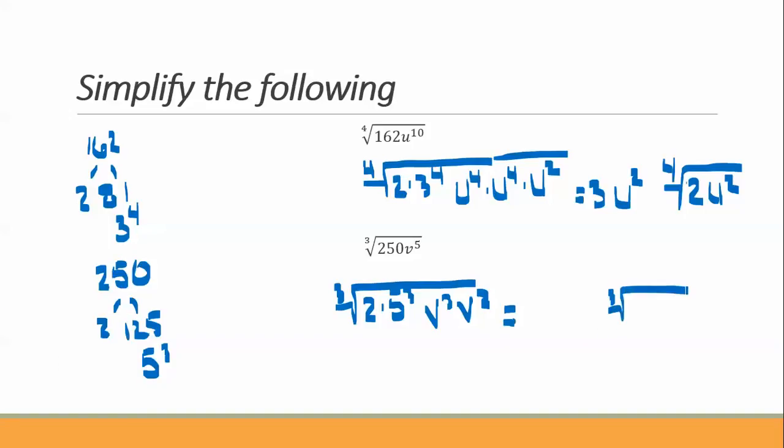The cube root out here. The cube root of 2 we can't do anything with, so we're going to leave it under the root. The cube root of 5 cubed is 5. The cube root of v cubed is v. And the cube root of v squared we can't do anything with, so we're going to leave it as v squared.